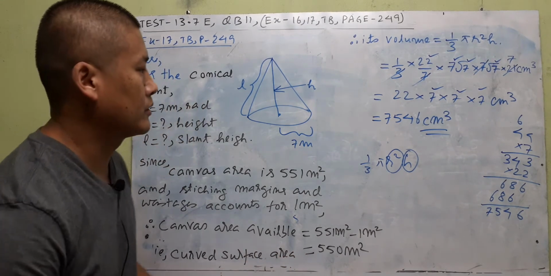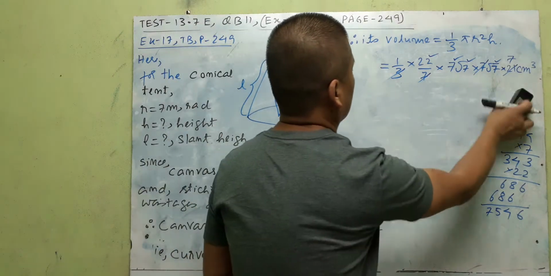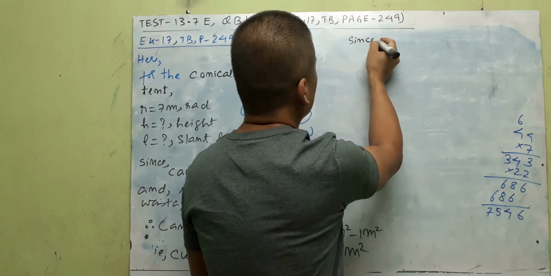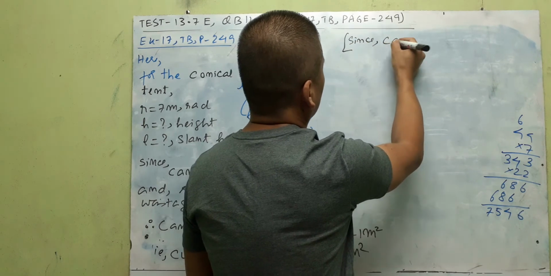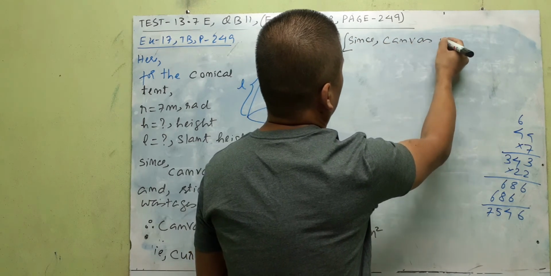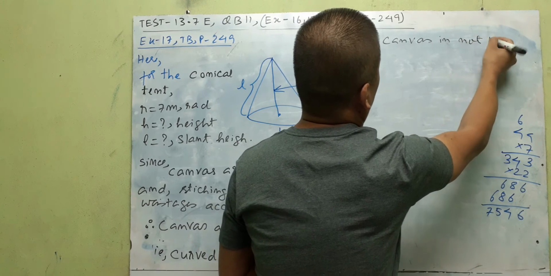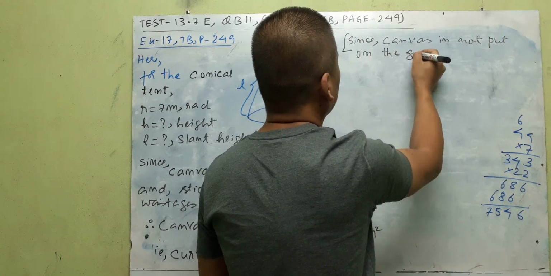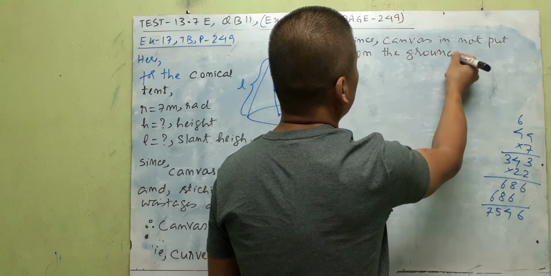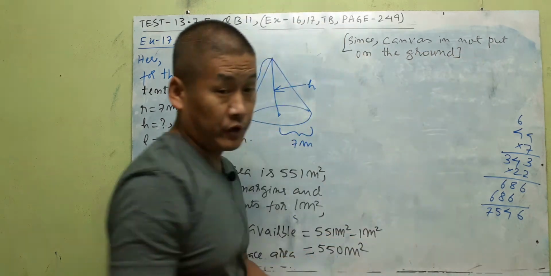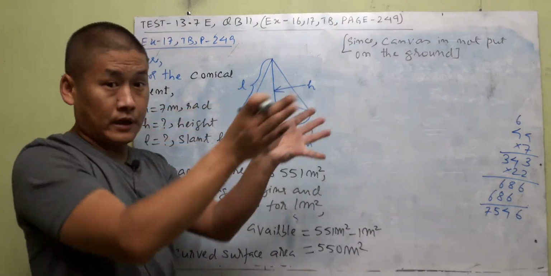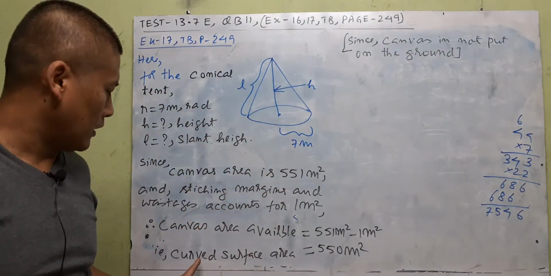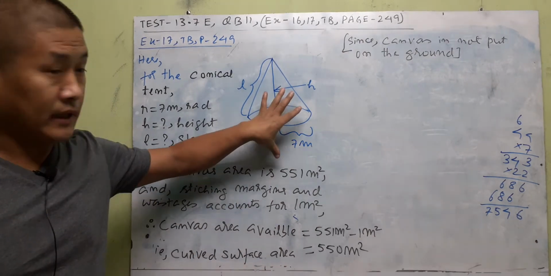We know this since canvas is not put on the ground area. While making that, we never put canvas on the ground area, because the purpose of putting a canvas is to cover us from the outside rain, and we don't need to put it on the ground. Therefore, only the curved surface will be accounted there, right?